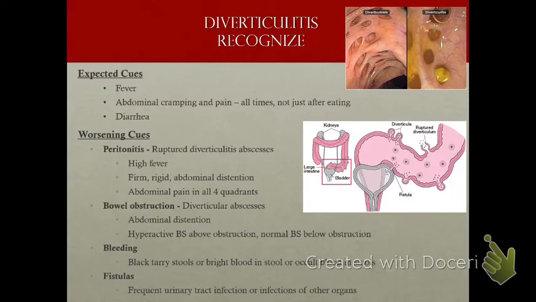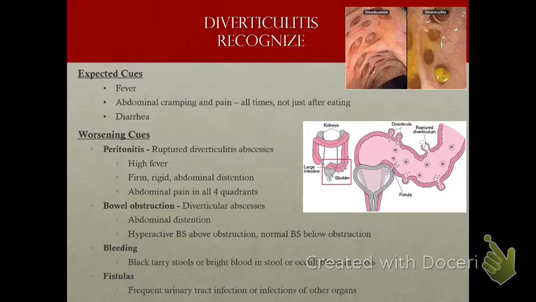The worsening cues are these diverticuli popping, rupturing through the wall. They can also completely obscure and cause a bowel obstruction. If these little abscesses kind of grow, an abscess can be encapsulated and grow in there and block off your intestine. Don't worry so much about that. We're going to do a whole slide on bowel obstruction.